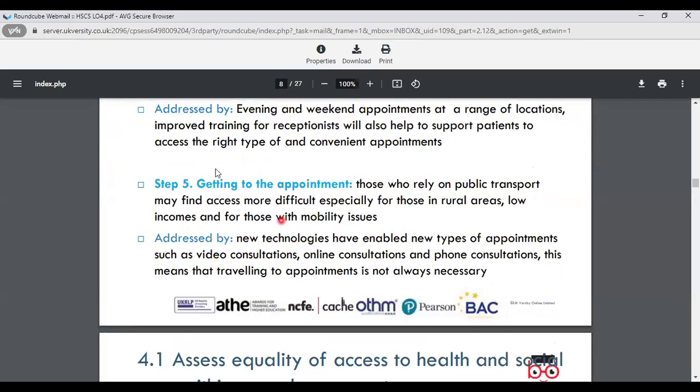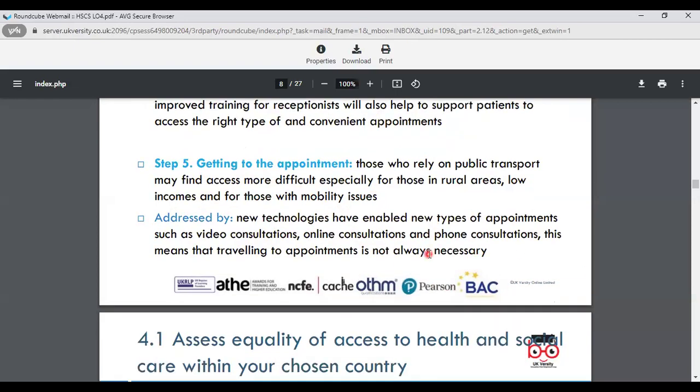And then step 5 is getting to the appointment. Those who rely on public transport may find access more difficult, if they're in rural areas, of low socioeconomic status, or have mobility issues. If they want to get to an appointment place, it's hard for them. New technologies have enabled new types of appointments, such as video consultation, so you don't need to be there. There may be online consultation or phone consultation, if you don't have an internet service. This means that travelling to appointments is not always necessary.